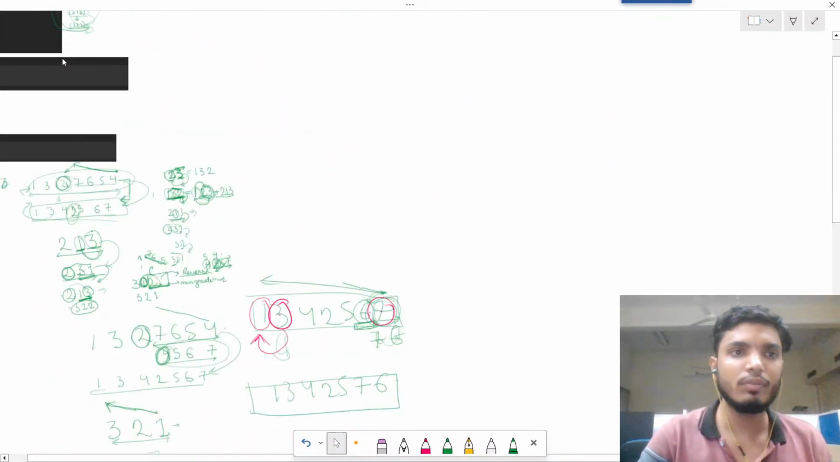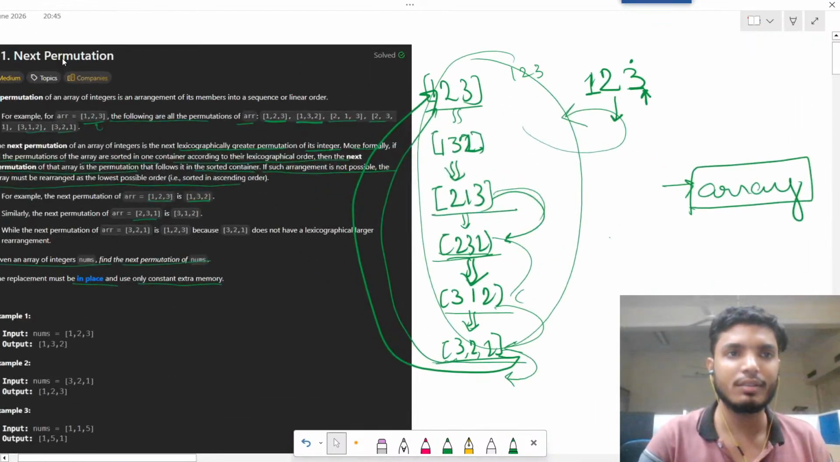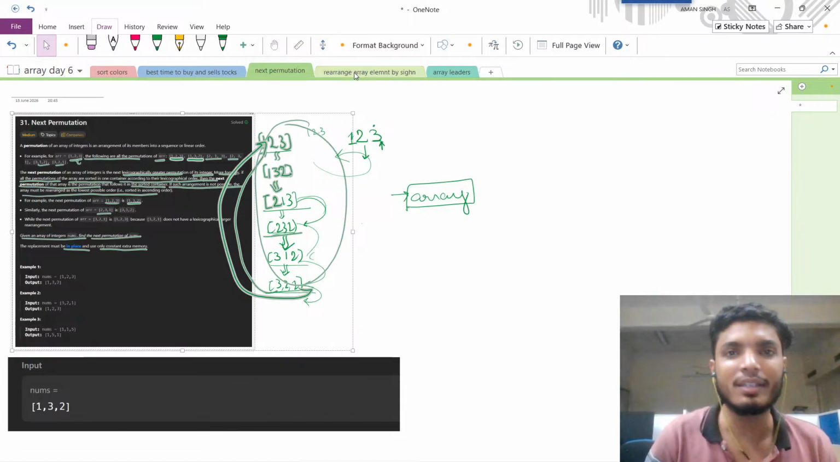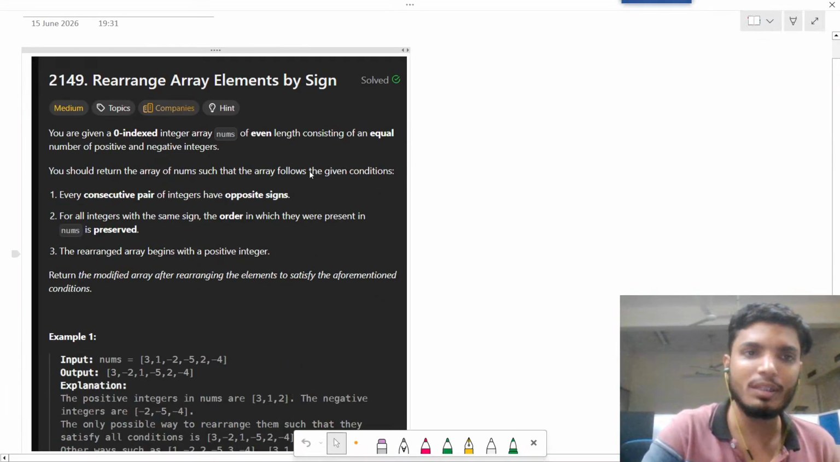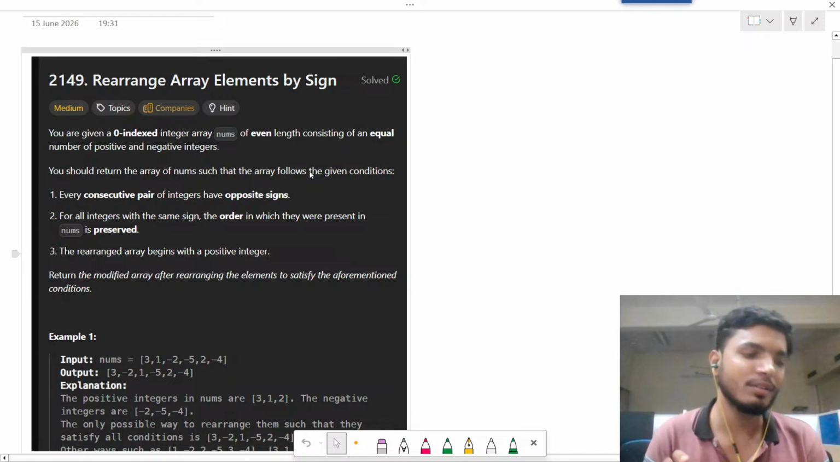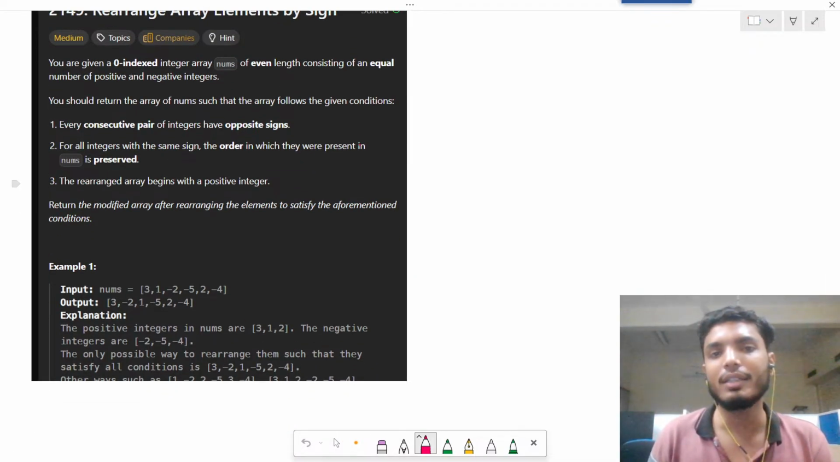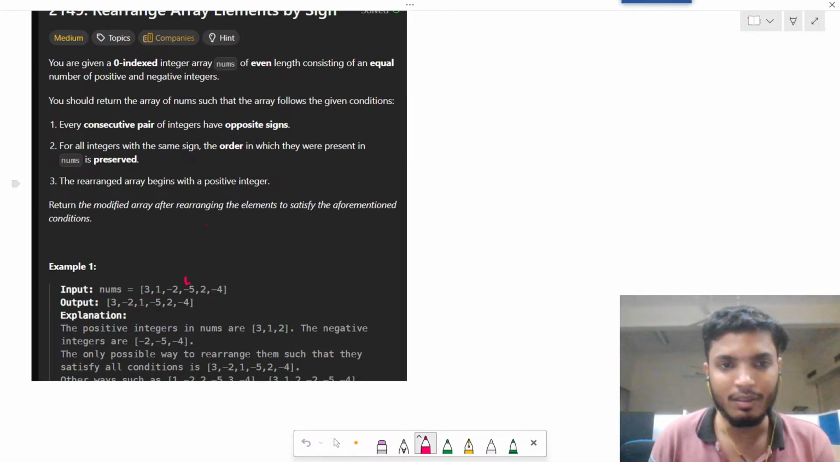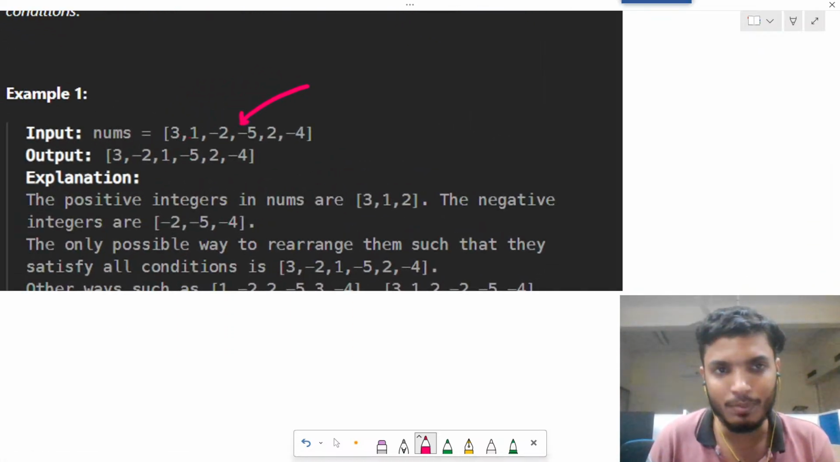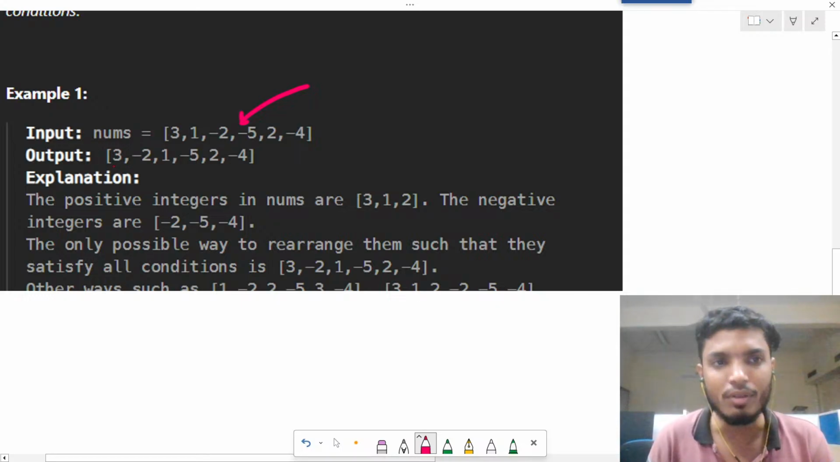Okay, so now let's move on to the next problem. Both the problems are very easy. Both the problems will be solved in approximately 10 minutes of time. We will be solving these two problems. Rearrange array elements by sign. So here what you need to do, I will just explain. See, this is an array, a number array. Here some numbers are positive, some numbers are negative. You need to store them in alternate form. Suppose 3 1 minus 2 minus 5.